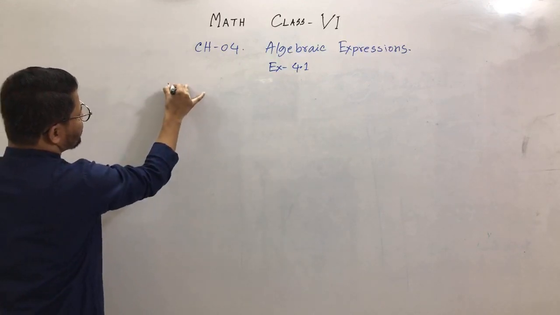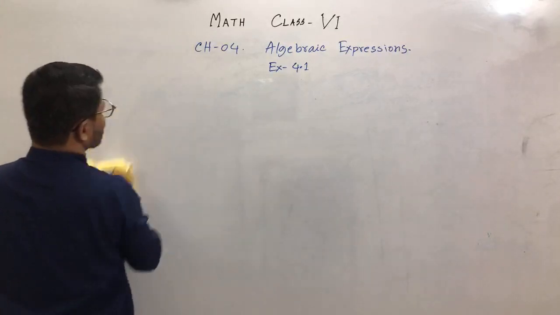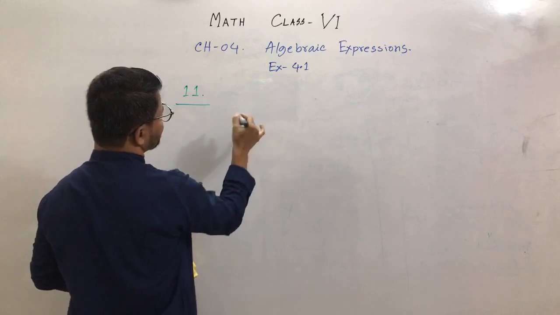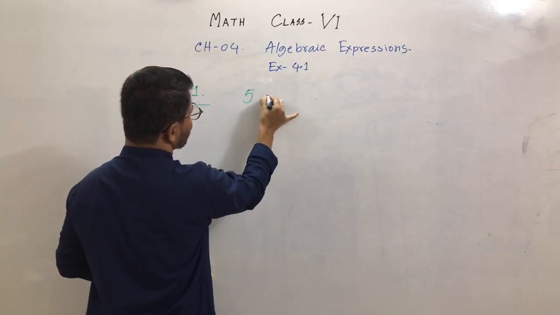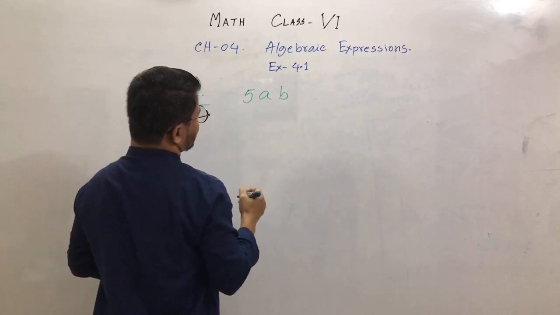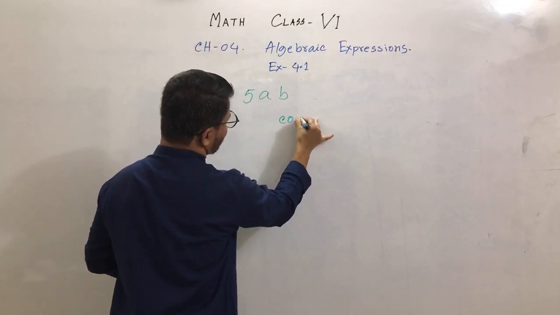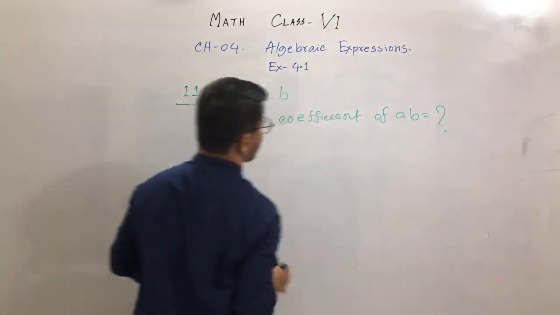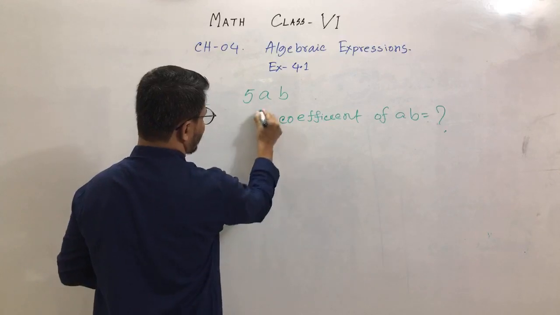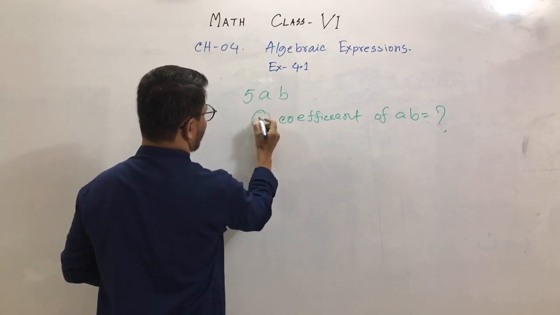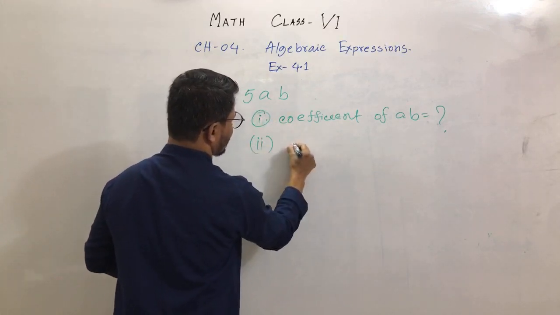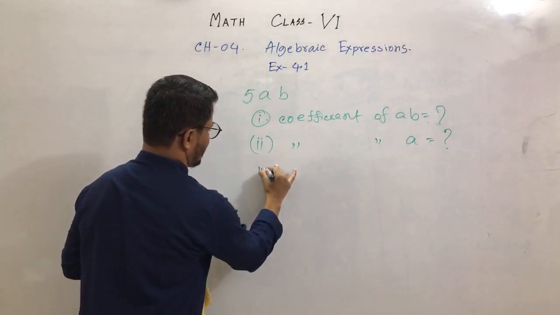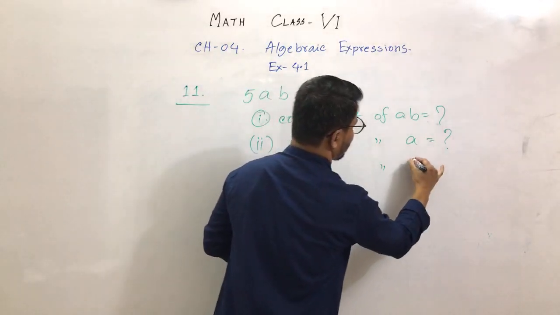This is now again the number 11, second step. 5AB. Coefficient of AB equals what? The first one, A, coefficient of A equals what? Number 3, coefficient of B equals what?